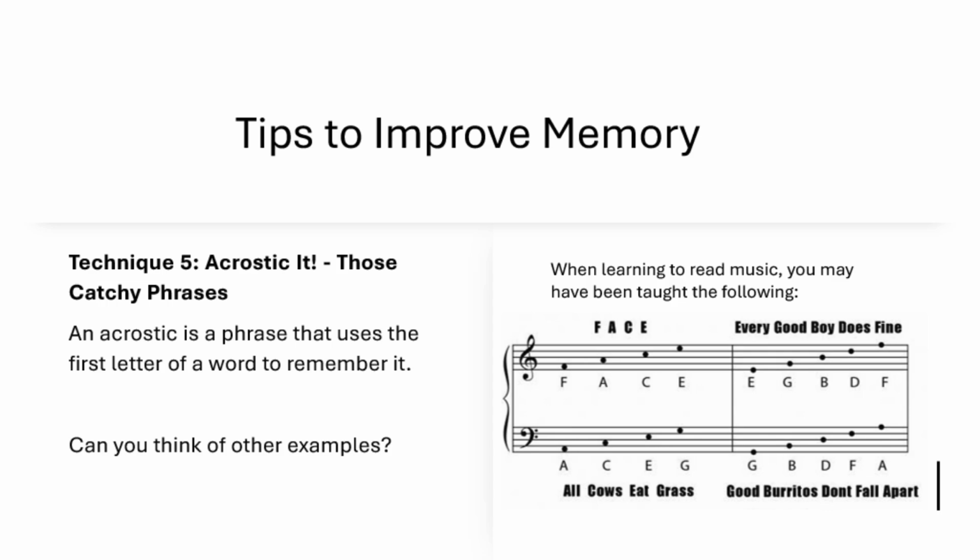Lastly, technique 5 is called acrostic it, which makes use of catchy phrases that use the first letter of a word to remember it. For example, when students are taught to read music, they may be taught the following. In treble clef, FACE can be used to remember space notes, and every good boy does fine helps remember line notes. In bass clef, you could remember all cows eat grass, and good burritos don't fall apart.